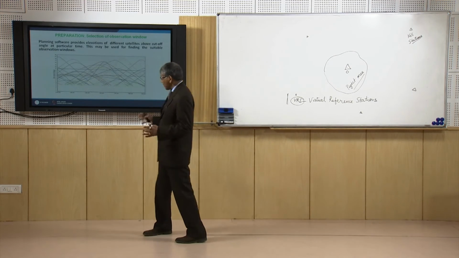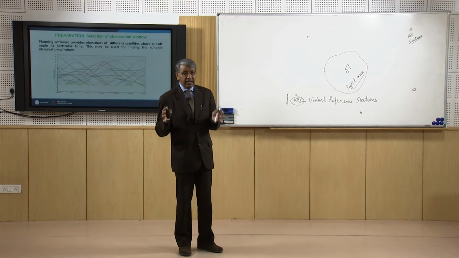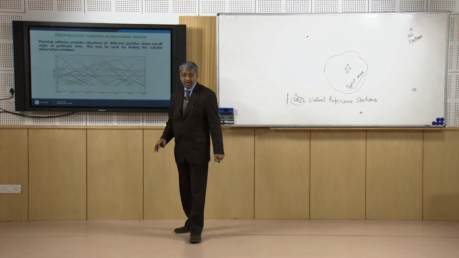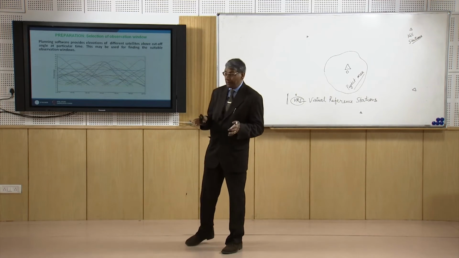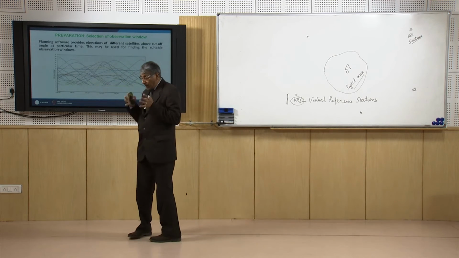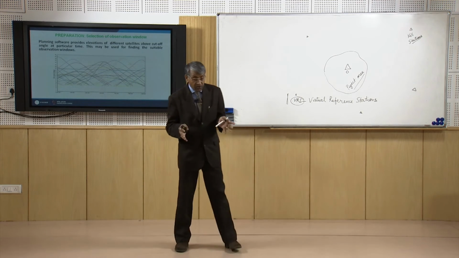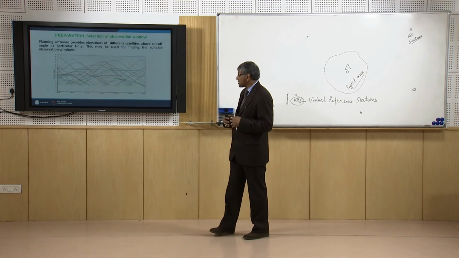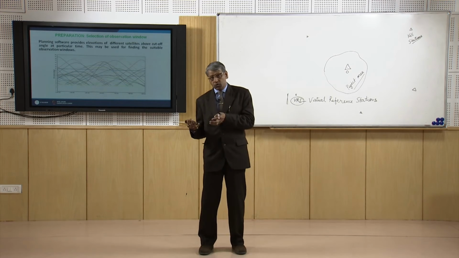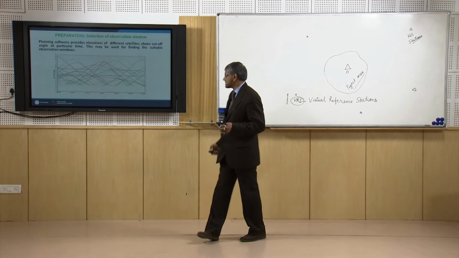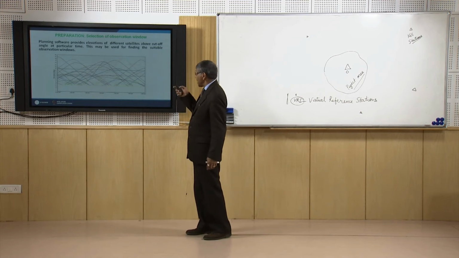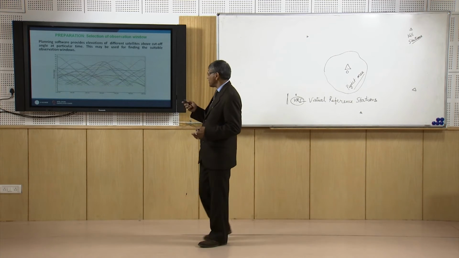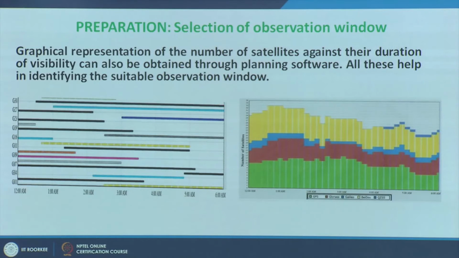Another thing: before we really take the observation, we should also see the status of the satellites during that time. How many satellites will be visible to that particular station, what will be the duration of visibility, and what will be the quality of the observations. The quality of the observations is understood through the DOP values, which I already discussed in another class. For any particular station, throughout the day, we can get different types of DOP values.